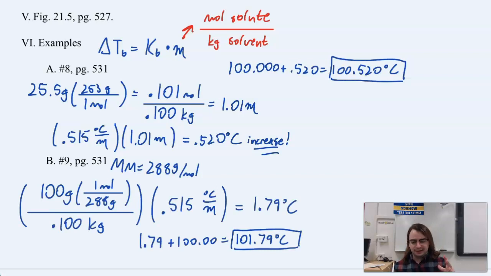Hopefully this is what you got. I kind of reduced steps a little bit here. I just did the molality all at once over there on the left. So I took the grams I was given, divided by the molar mass to give me moles, divided that by the kilograms of solvent, multiplied that by my Kb, and I get 1.79. Again, that's not the answer, that's how much it increases by. I add that to the original boiling point of water, I get 101.79.